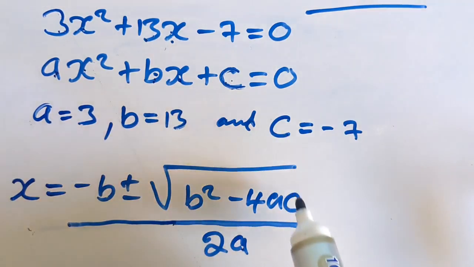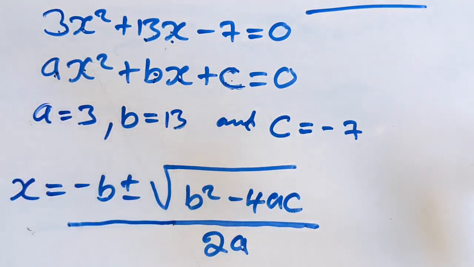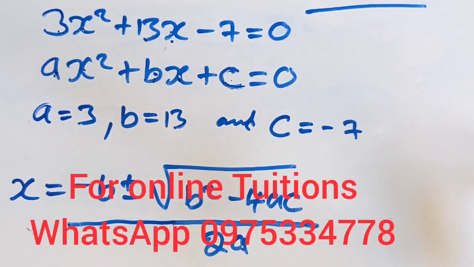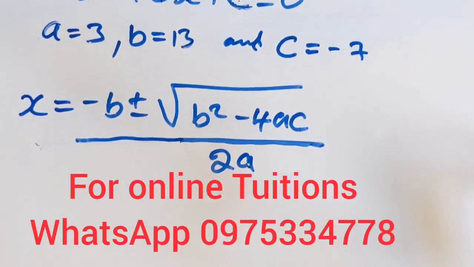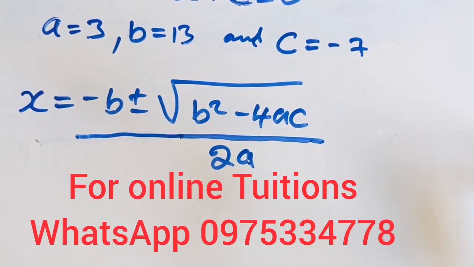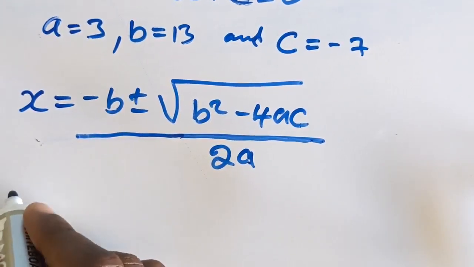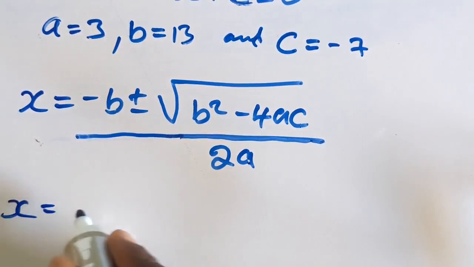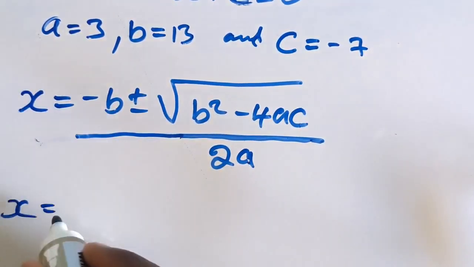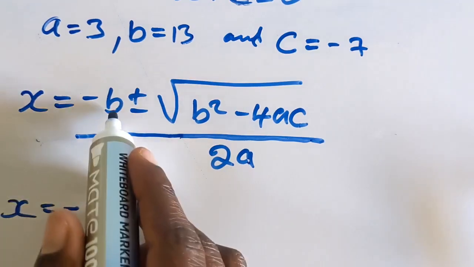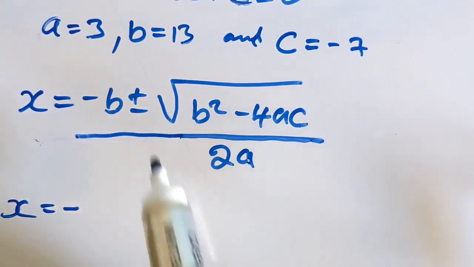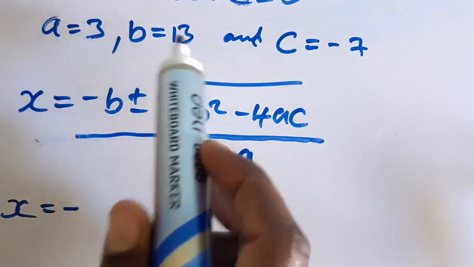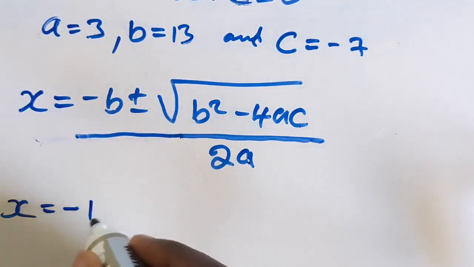Wherever you are seeing c, you should put what? -7. That is what you're supposed to do. All right, so we just do this, then we start solving. So we are going to say x is equal to the negative, what is our b? You know that our b is 13. So you just put 13 there.